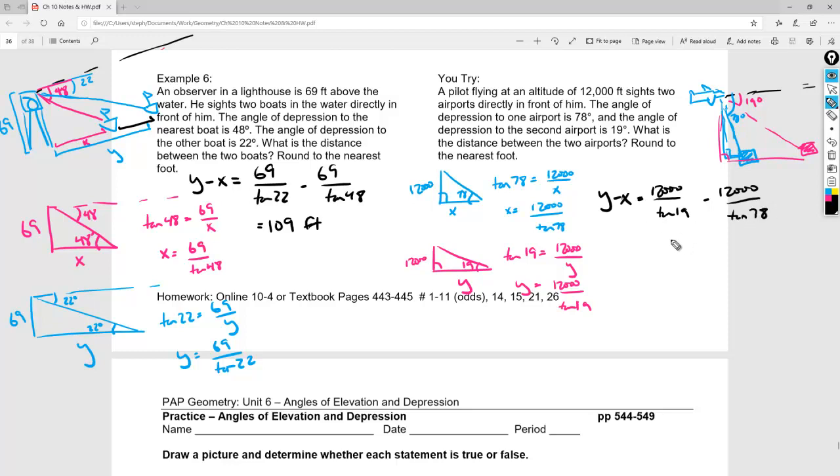Makes sense. Tangent of 19 is going to be a smaller number. We're dividing by a smaller number. We'll get a bigger number. So my final distance looks like it's going to be 32,300 feet.